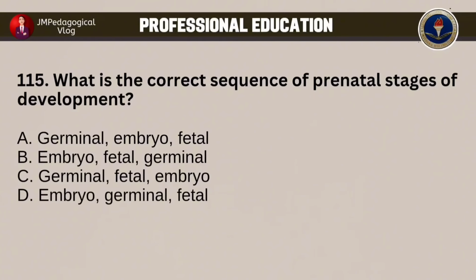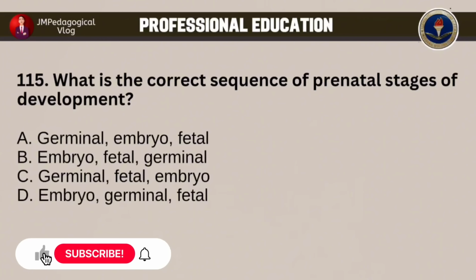115. What is the correct sequence of prenatal stages of development? A. Germinal, embryo, fetal. B. Embryo, fetal, germinal. C. Germinal, fetal, embryo. D. Embryo, germinal, fetal.